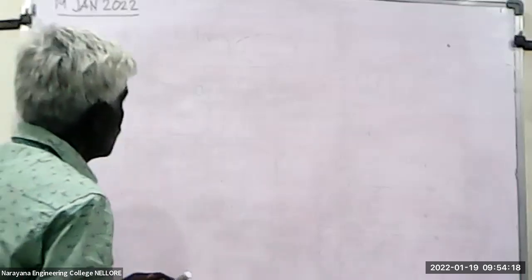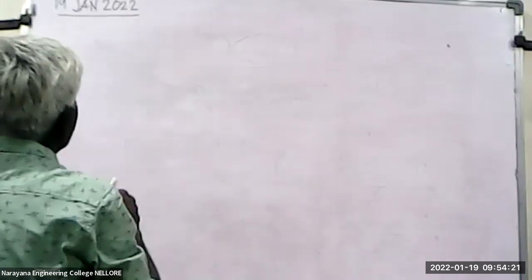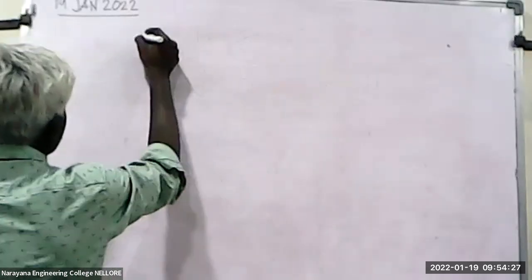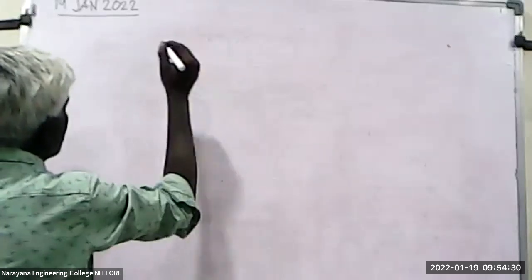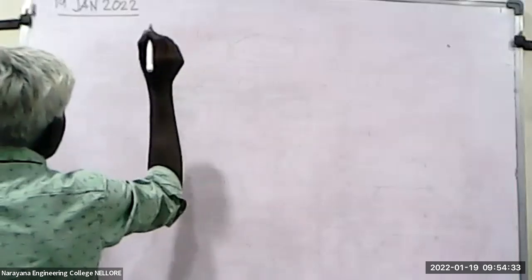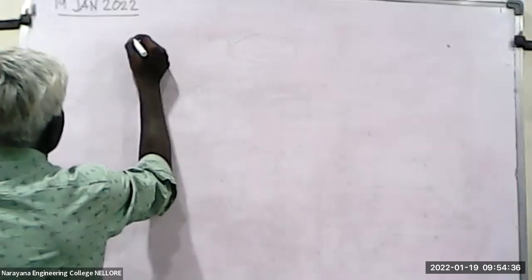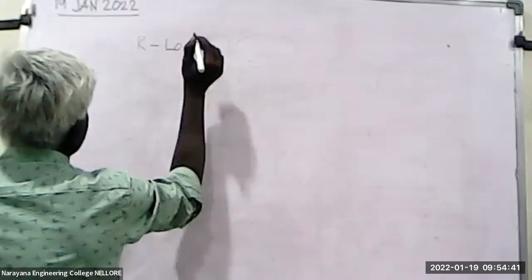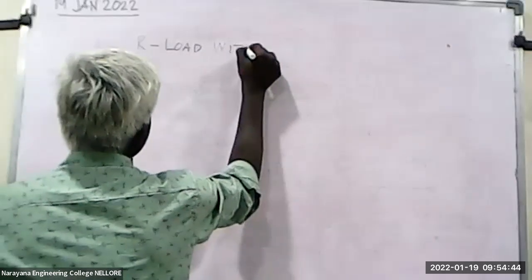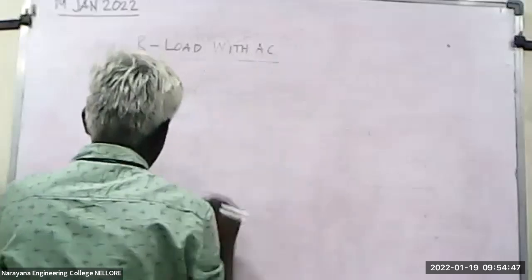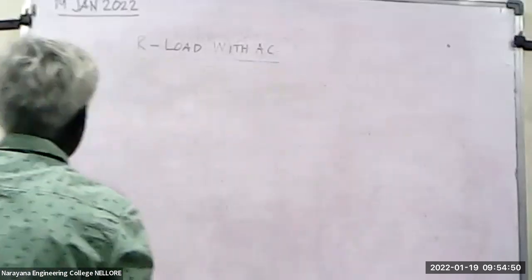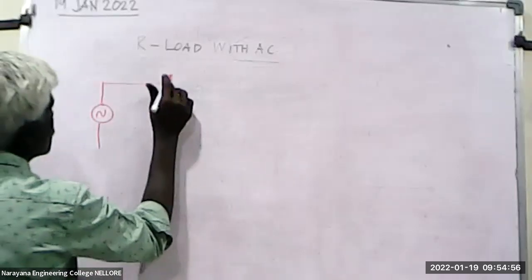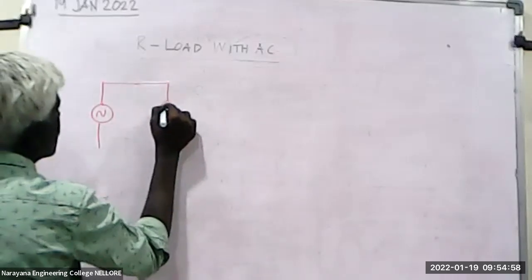Okay, now we'll go for RLC networks. In the case when we excite an R network or R circuit only with an AC signal, what happens? So, R load with AC. Just take a circuit and connect it to a resistive load.